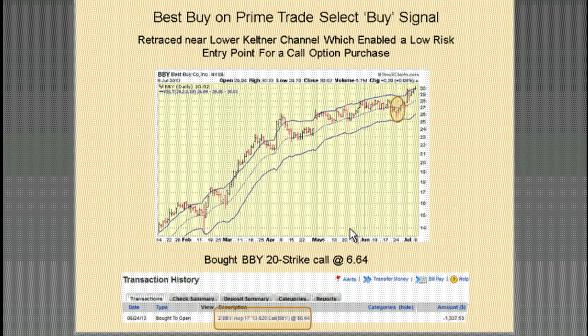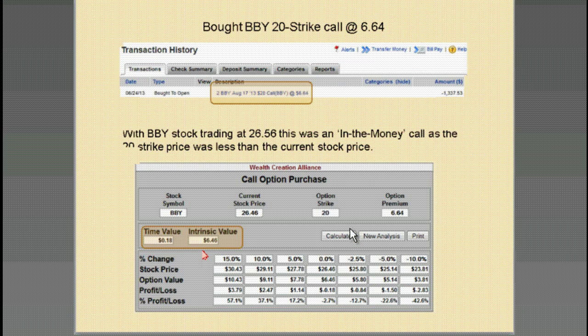And here's the Best Buy example. This was on June 24th, I purchased the August 20 strike call, with Best Buy at the time trading at 26.46. This was an in-the-money option, and this option only had 18 cents of time value. So again, Best Buy only has to go up 18 cents, and I break even, and then I start to make money after that.